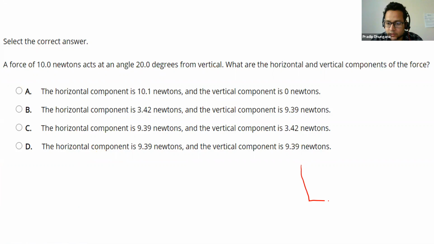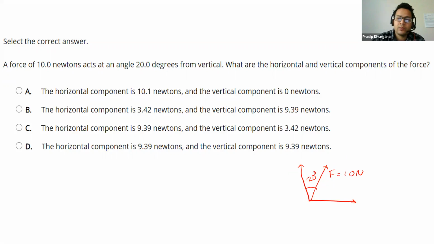This problem can be a little bit confusing. Let us suppose this angle is 20 degrees. So this is a straight line. I'll make it like that. 10 Newton force at an angle. So this force is your 10 Newton. And then we do a 20 degree angle. Now in this case, what are the horizontal and vertical components of force?